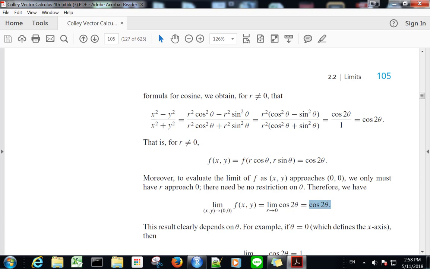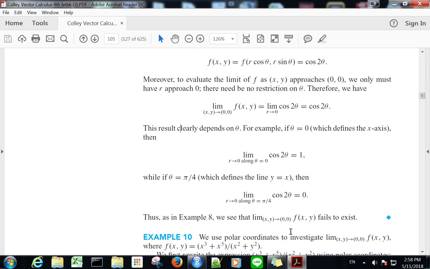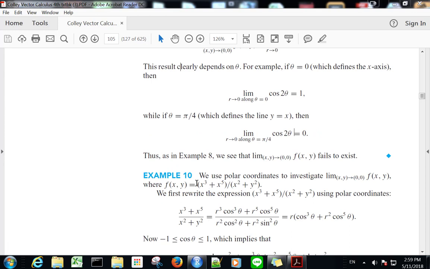So you get different limits depending on the angle of the path that you go towards 0 along. So if you're going on theta equals 0, you get 1. If you're going on pi divided by 4, you get something else, and so on. And so this also shows us that the limit won't exist, because there's not just one answer to the limit question. Okay, another example, they say, suppose we want to do this one as it goes to 0, 0.